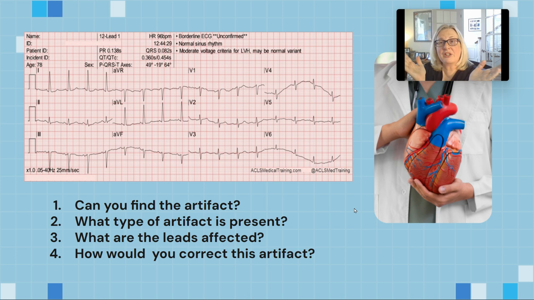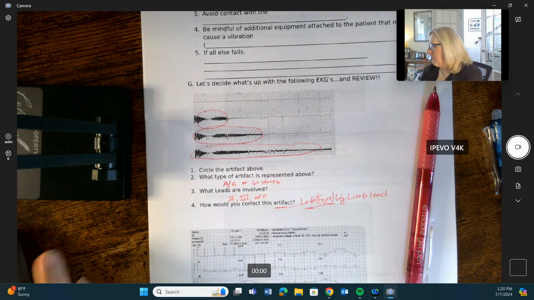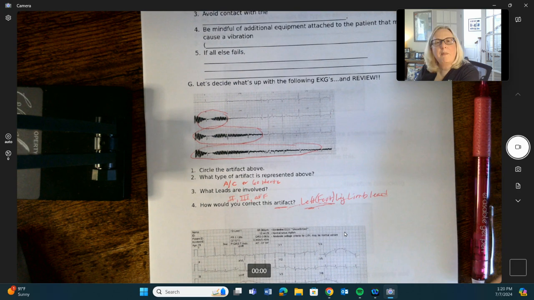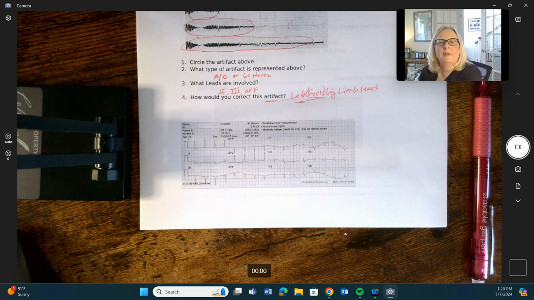Okay, so hopefully you've at least circled the artifact so far, yes. And figured out what type it is. Okay. So I'm going to switch on over to my paper. We can do this together. I'm going to use my blue one this time. All right, so here it is in all its glory.